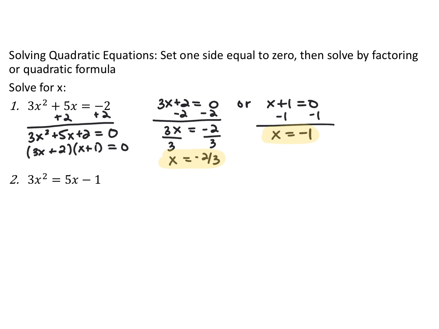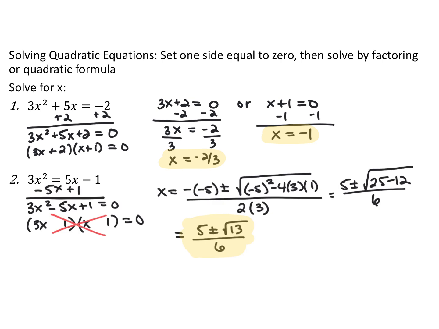3x squared equals 5x minus 1. The first thing I did is I subtracted the 5x and added the 1 to the other side, so I ended up with 3x squared minus 5x plus 1 equals 0, so it's set equal to 0. And then I attempted to factor it. The only thing that multiplies together to be 3x squared is 3x and x. The only thing that multiplies together to be 1 is 1 and 1. And then there's no combination that I could make of that would add up to a negative 5x.